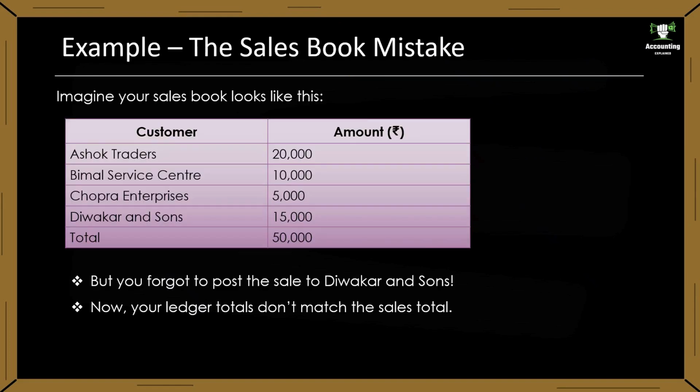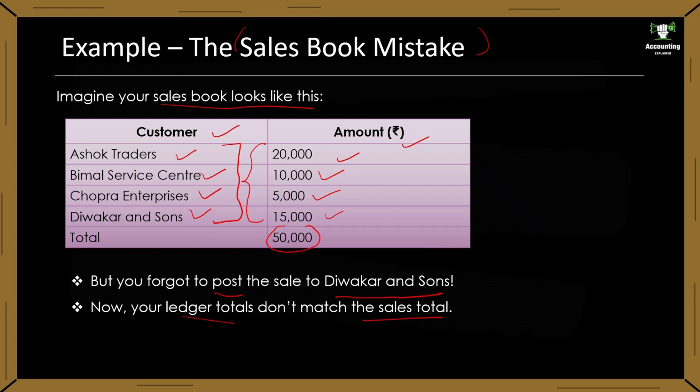Next example, sales book mistake. That is, you have made a mistake in the subsidiary books. Imagine your sales book total looks like this. Customer amount: Ashok Traders 20,000, BCom Service Center 10,000, Chopra Enterprises 5,000, Divakar and Sons 15,000, and the total is 50,000. These are all our debtors to whom we have made credit sales, and they are to pay us these outstanding amounts. Here, you forgot to post the sale to Divakar and Sons. Now your ledger totals don't match the sales total. Your ledger total will be short by 15,000 because Divakar and Sons does not reflect the sales of 15,000. So this will affect your trial balance and it will not tally.